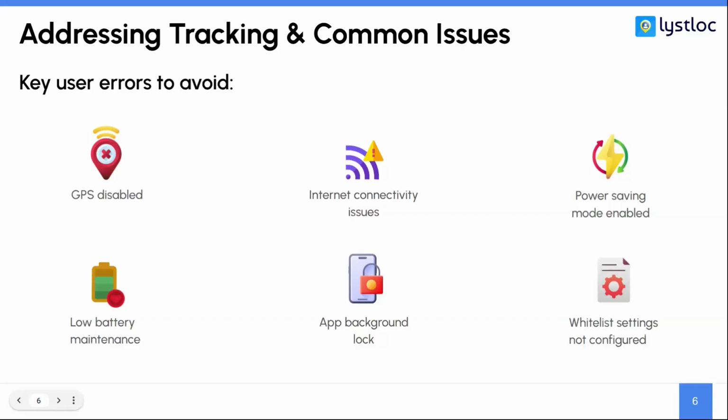Moving on, it's turning on battery saver or power saving or battery optimization. This limits background activity, which may interrupt live tracking updates. Next one, it is app background lock. It is mandatory to keep the app running in the background. Closing it will stop live tracking and task updates. We recommend locking Lystloc app in the recent applications tab.